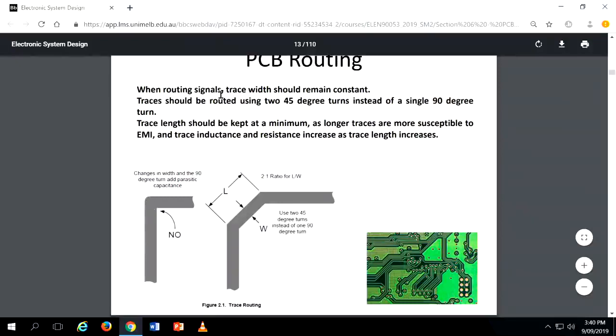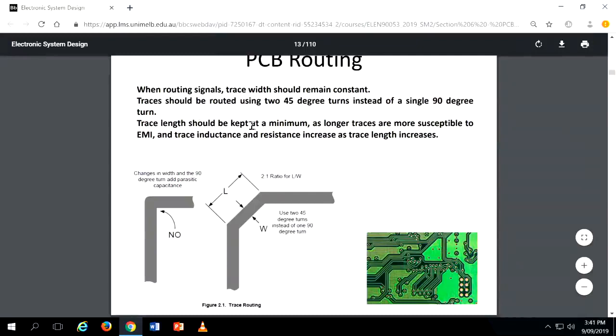When routing signals, trace width should remain constant. Means this width should be same as this width. You should not change the width. Trace should be routed using two 45 degree turns instead of single 90 degree turn. So when you have a bend, usually see one 45 degree, another 45 degree. See, use two 45 degree turns instead of one 90 degree turn. So that is the rule.